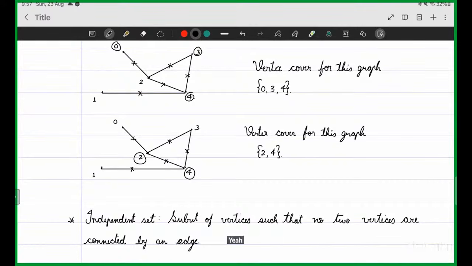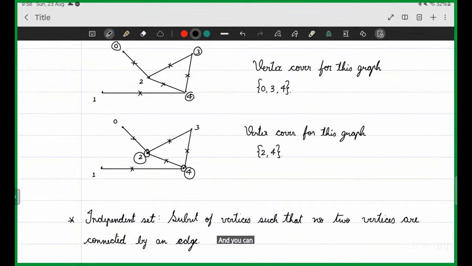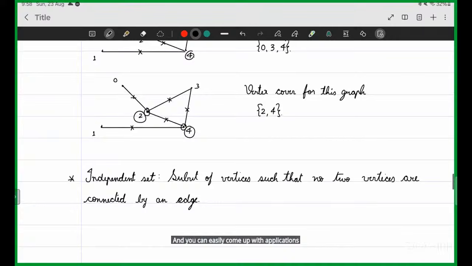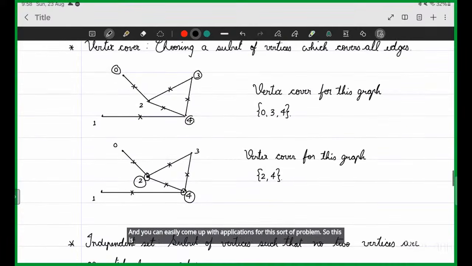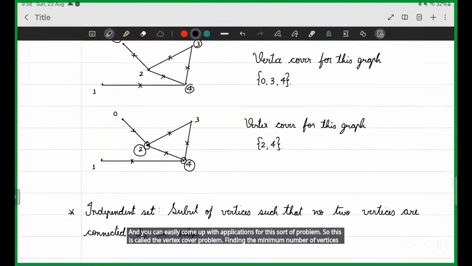Anything like that. Even that is true. So what Professor Madhavan uses is CCTV cameras. If I put a CCTV camera here and one over there, I basically have coverage of the whole thing, assuming the CCTV camera sees all the streets. All those practical things you can discount for now. And you can easily come up with applications for this sort of problem. So this is called the vertex cover problem: finding the minimum number of vertices which cover all edges.